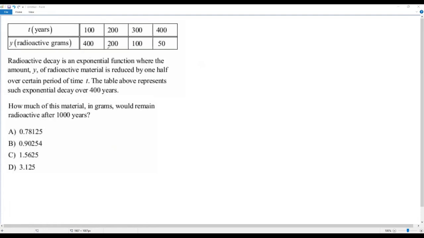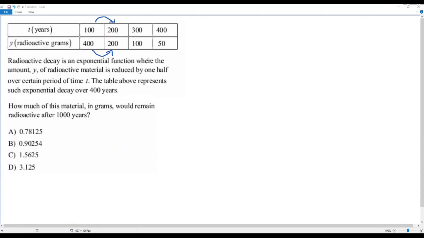Okay, when I go over this data here, when t is equal to 100, that is, in 100 years, the amount of material left is 400 grams. In 200 years, the amount of material left is 200 grams. In 300 years, the amount of material left is 100 grams. When I go over this data carefully, every 100 years, the amount of material is reduced by 1/2. So since the amount of material is getting reduced by 1/2 for every 100 years, the half-life of this radioactive material is just 100 years.